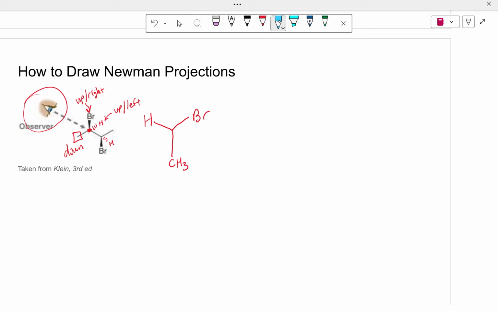Now, how do we draw the next carbon over, that carbon in the back? In order to draw it properly, we need to know what direction the three other groups are going on it. In this case, that bromine over here would be going down and to the right, and this hydrogen over here would be going down and to the left. And this methyl group would be going straight up.